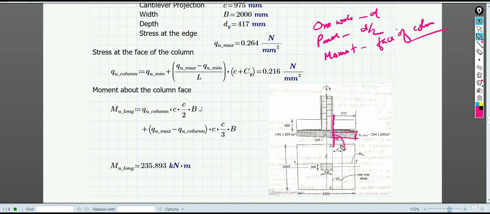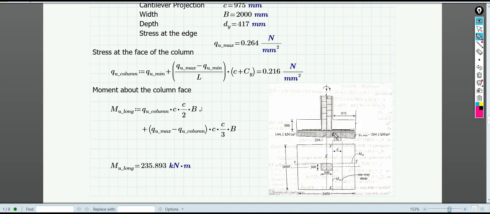Okay, so that is what we are going to do now. We need to find out, at this critical phase, because of the moment, what the stress value is. So you know that the minimum stress is 144 and the maximum stress is 264 kilonewton per meter square, right? So you need to just do the interpolation and find out the stress at the face of the column. So that is what he has done here.